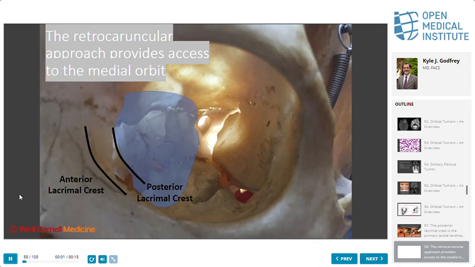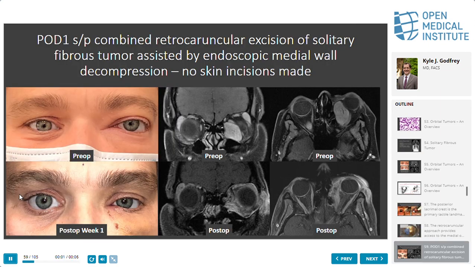And that landmark, again, the posterior lacrimal crest, is really how you know you're outside of the lacrimal system and can safely enter the orbit. So you're actually just feeling for that manually with your scissors. It's not something you can visualize. Once you feel that little ridge, then you can start your dissection into the orbit. This was our patient after surgery, week 1, demonstrating just excision of that lesion.